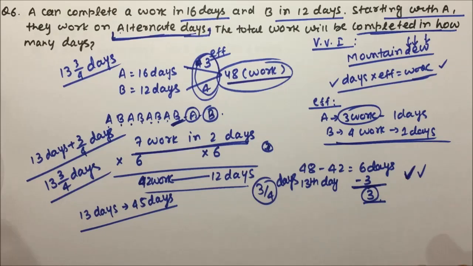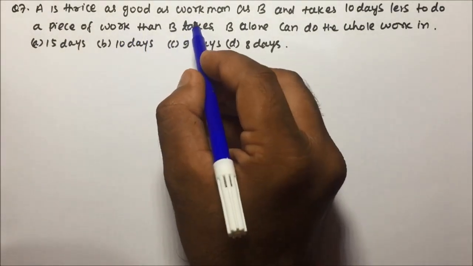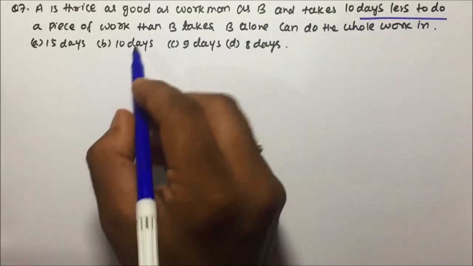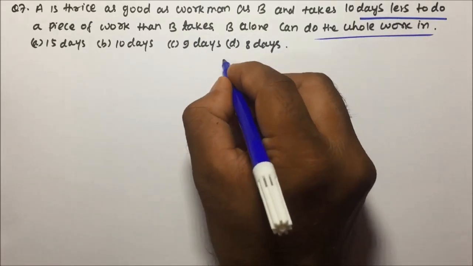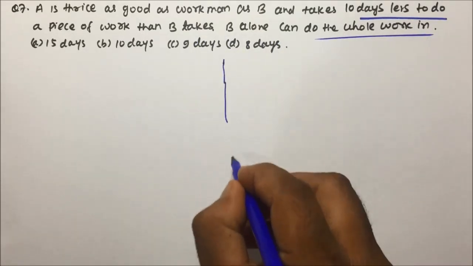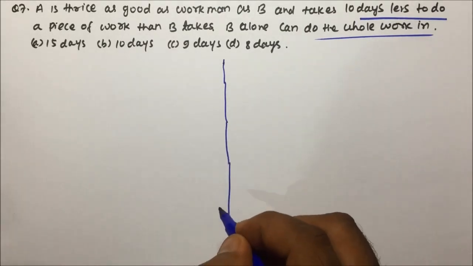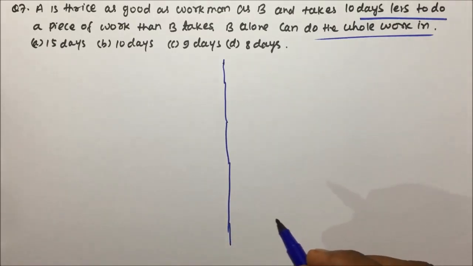Now moving towards question number 7. Question number 7 is, A is thrice as good a workman as B and takes 10 days less to do a piece of work than B takes. B alone can do the whole work in. So friends, this question is very important, and I am going to teach you some more concepts, so that if you get this kind of question in the exam, you will be easily able to tackle that, right?